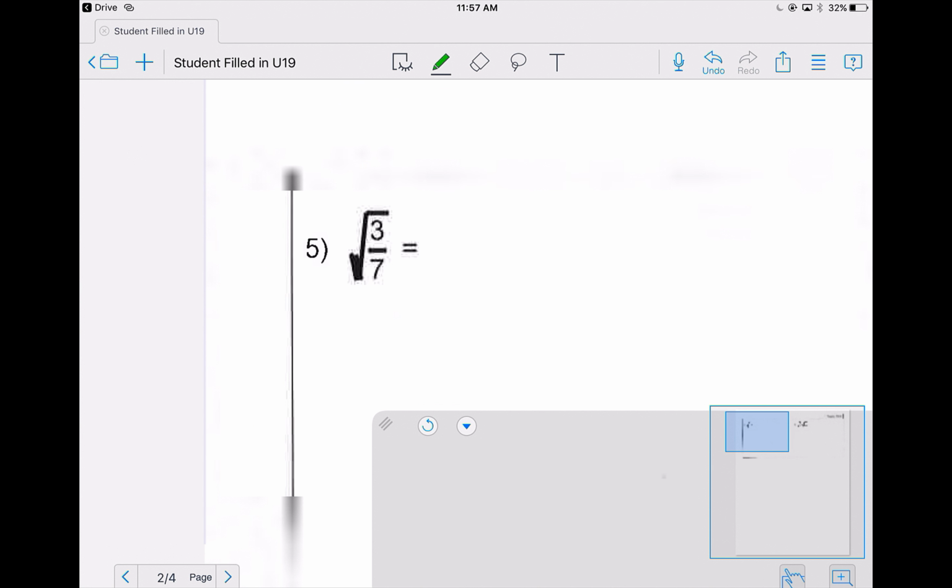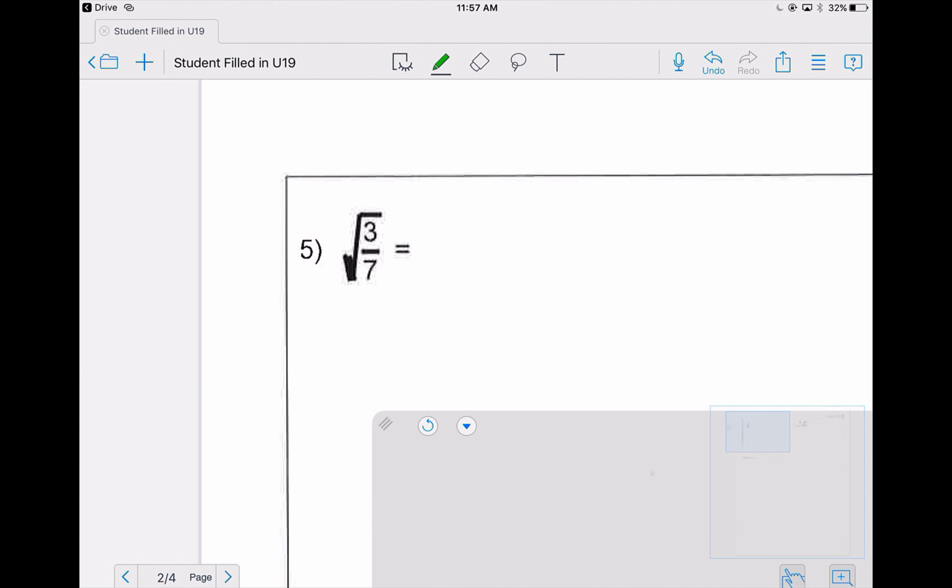Okay. So problem 5 is another example. We can divide 3 divided by 7, but when we do that in our calculator, we end up with 3 over 7. We can try to break it up into the square root of 3 over the square root of 7, but neither of them get rid of the square root nicely. So again, we have to rationalize.